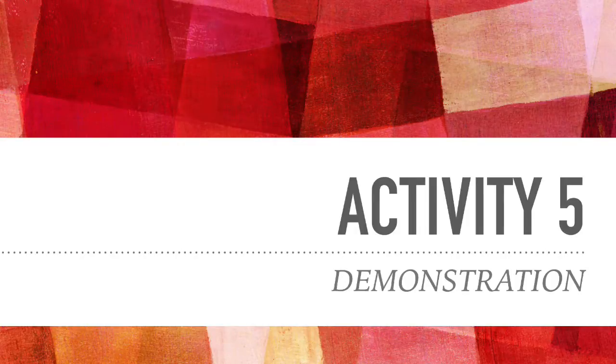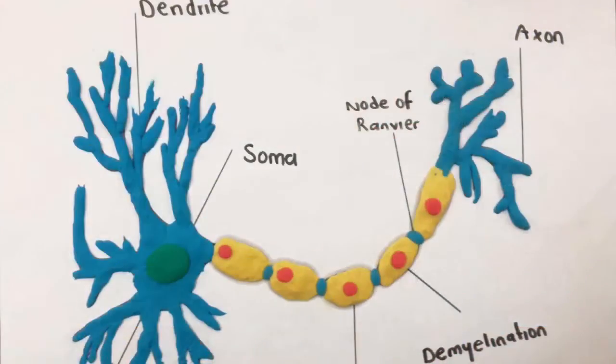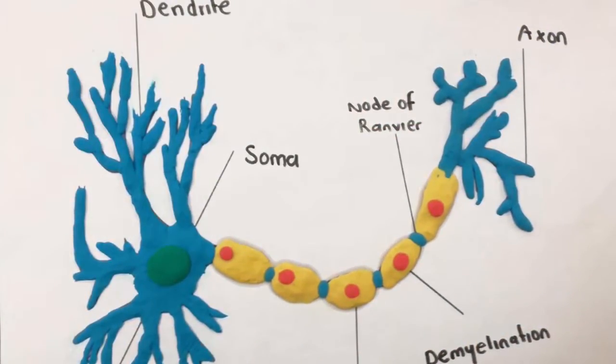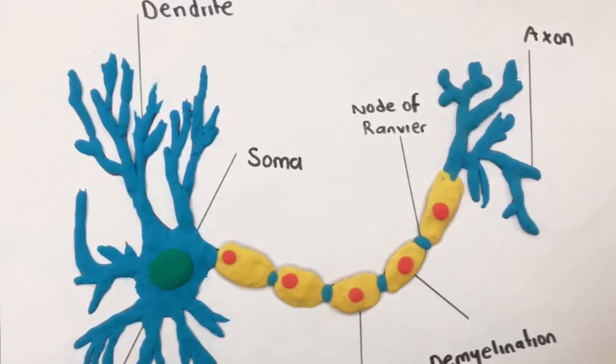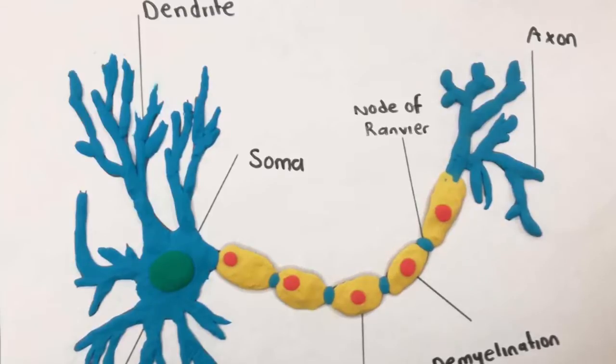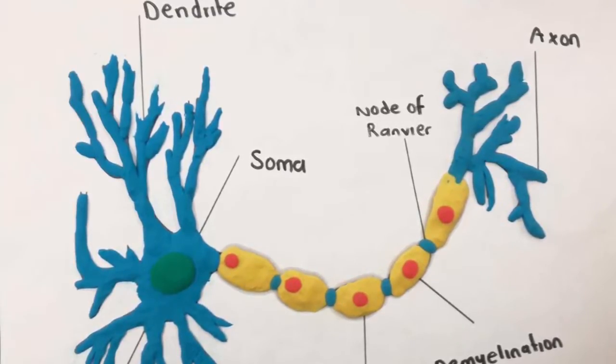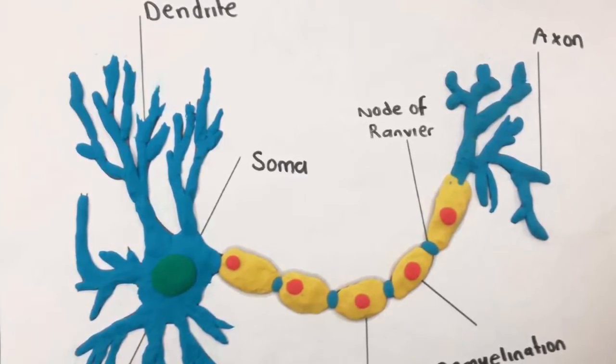Hi everyone, in this video we're going to talk about the demonstration of activity 5. Invertebrates motor neurons are efferent neurons that originate in the spinal cord and synapse with muscle fibers to facilitate muscle contraction and with muscle spindles to modify proprioceptive sensitivity.